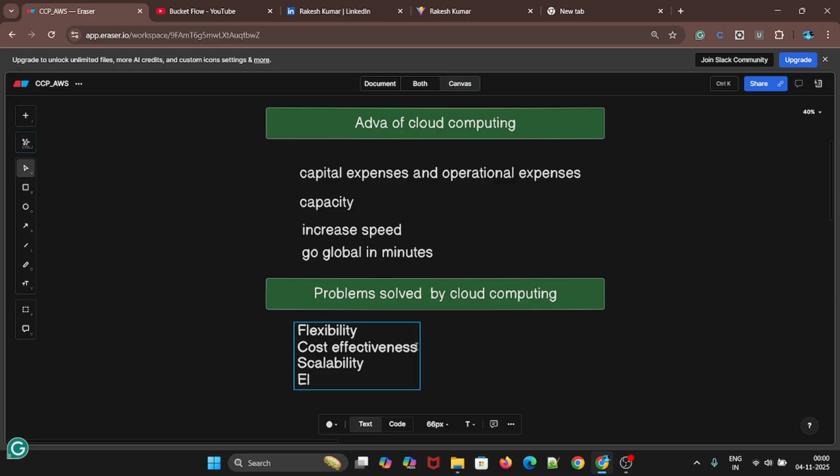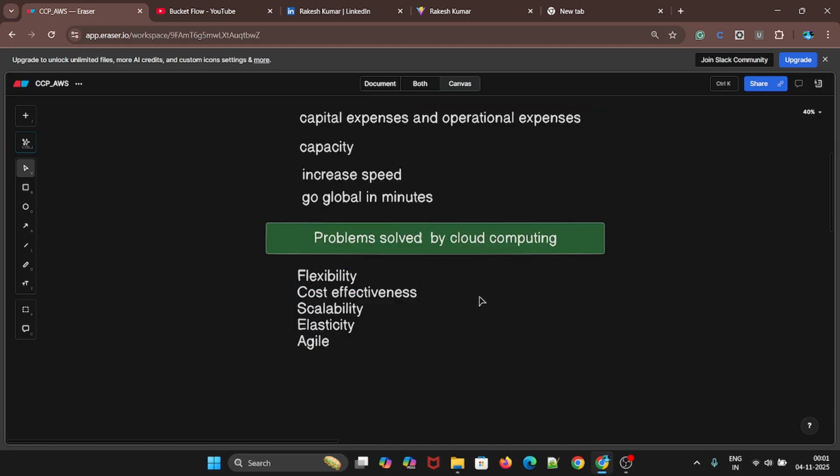The fourth one is elasticity. As I mentioned, horizontal scaling and vertical scaling, that's called elasticity. And the last one is agile: develop, test, launch, push code, deploy to production. Deploy to any environment, that's called agile. So these are the problems solved by cloud computing: flexibility, cost effectiveness, scalability, elasticity, agile.